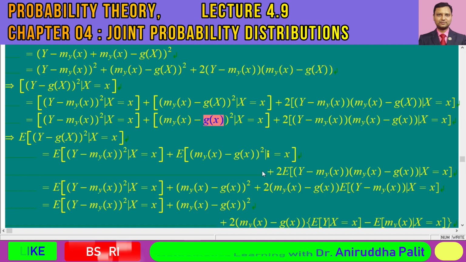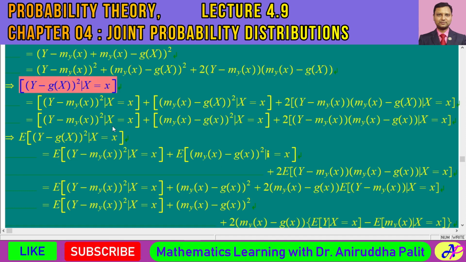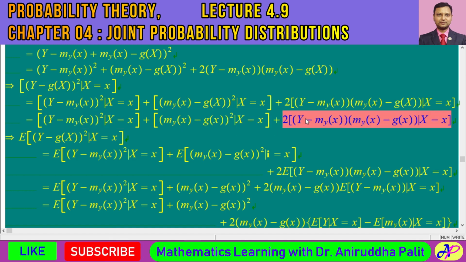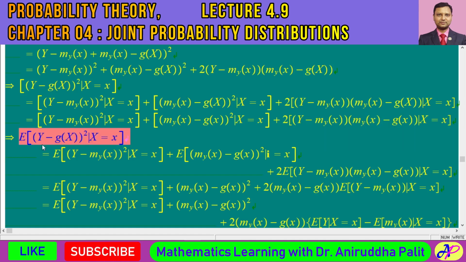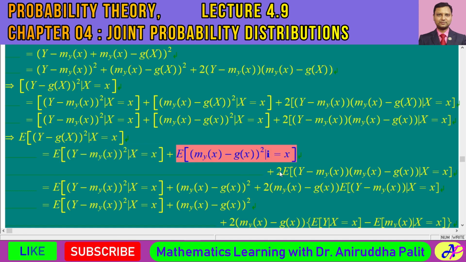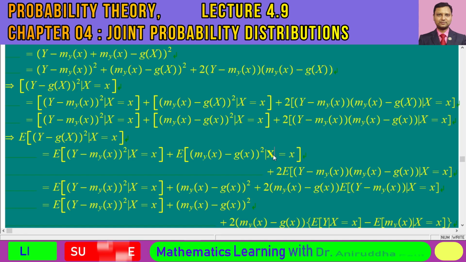And now we take the expectation on both sides. So expectation of this term is equal to expectation of the first term plus expectation of the second term plus expectation of the third term. So we consider this type of expectation. We have the expectation of the first term, then the expectation of the second term, and then the expectation of the third term over here. This should be capital X.